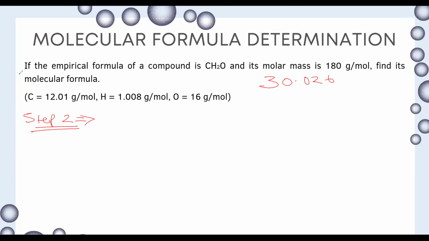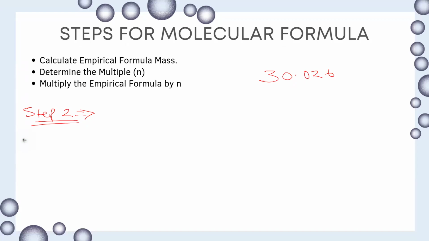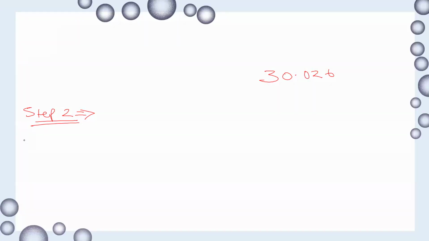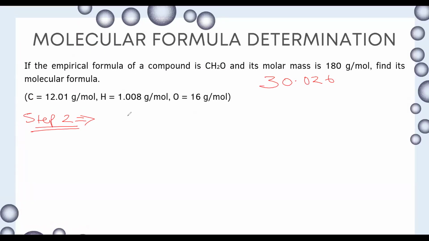Step number two, you divide by smallest. No. This is for empirical formula. Here is step number two. Determine the multiple n. And I told you all that to determine the multiple n is equal to the molar mass of the compound divided by the empirical formula mass.